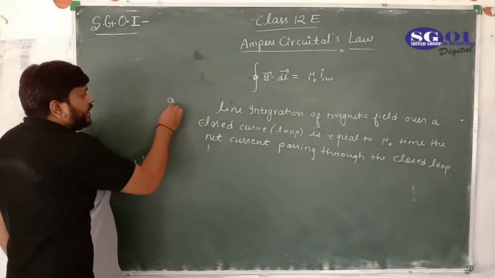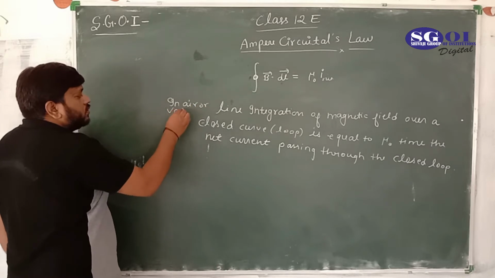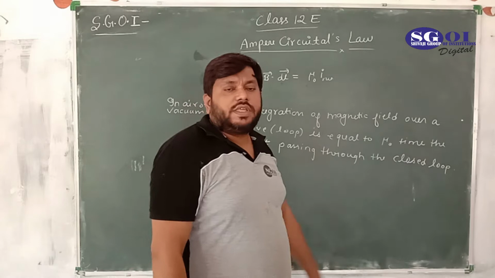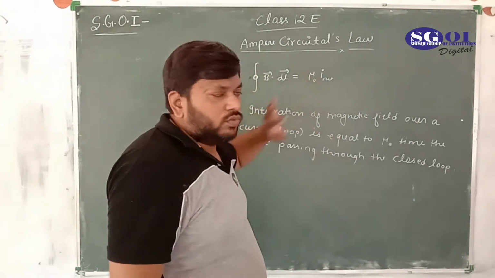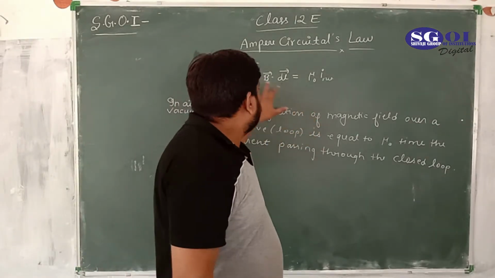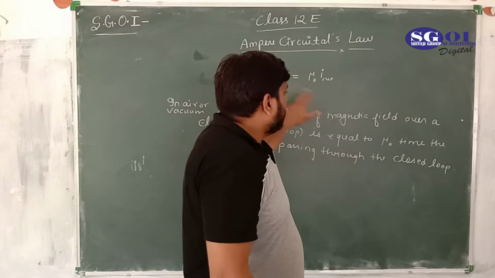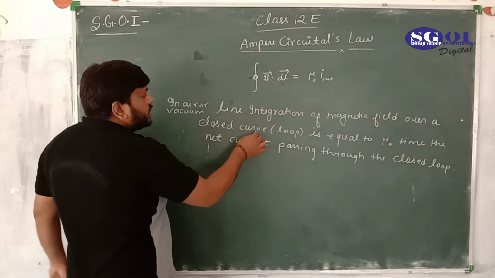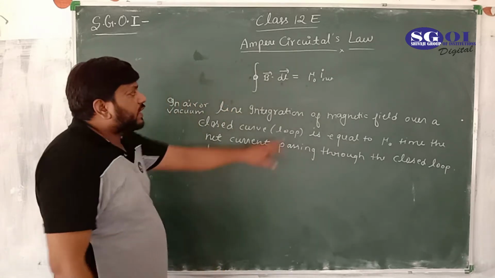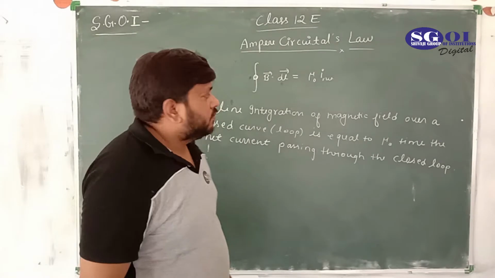One more point we can add: in air or vacuum, because this is mu naught. If there is a magnetic medium, it would be mu. So in air or vacuum, the line integration of the magnetic field B over a closed curve is equal to mu naught times the net current passing through the closed loop.